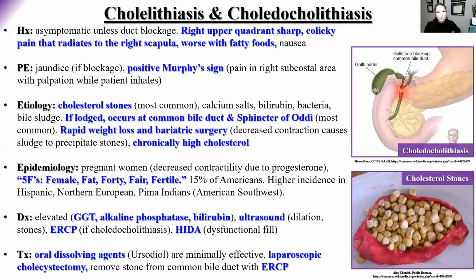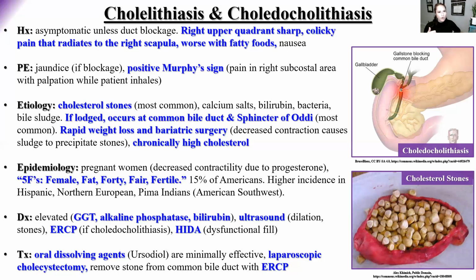Treatments for this, the oral dissolving agents are not very effective, but those are for people who are non-surgical patients. So ursodiol. Laparoscopic cholecystectomy or robotic cholecystectomy, for this one, you go in and take the gallbladder out. That's going to be the most definitive. If this patient has an obstruction in the common bile duct, that has to be removed with the ERCP. Remember, we said that's diagnostic and therapeutic.